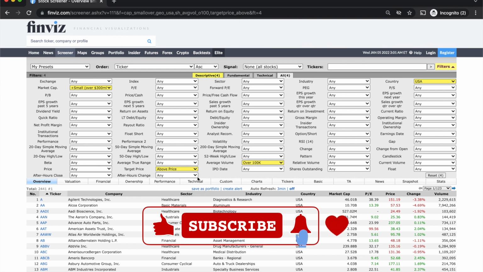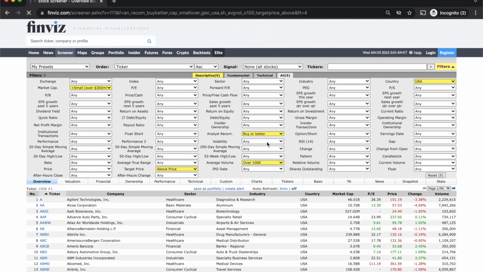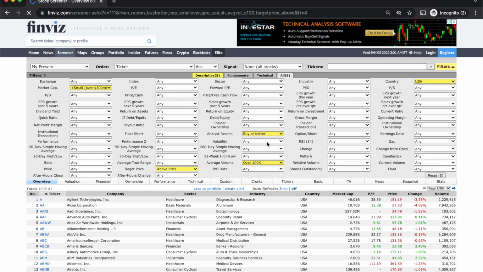The second setting for the analyst would be the analyst recommendation, which would be buy or better. So this setting basically ensures that whatever stocks you are picking up, the overall market analysts have a buy or better rating. So it's going to be a buy rating or a strong buy rating for that stock, which basically means we are filtering out stocks which have a hold rating, which have a sell or a strong sell rating.